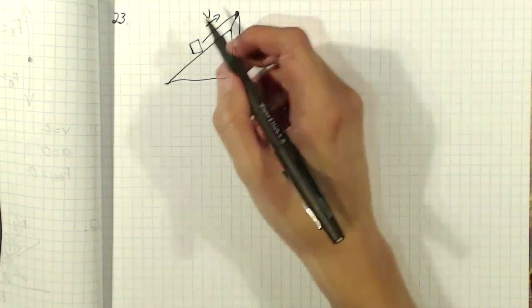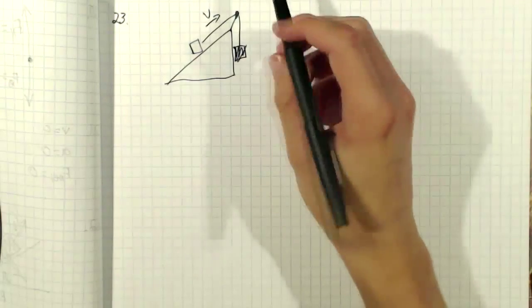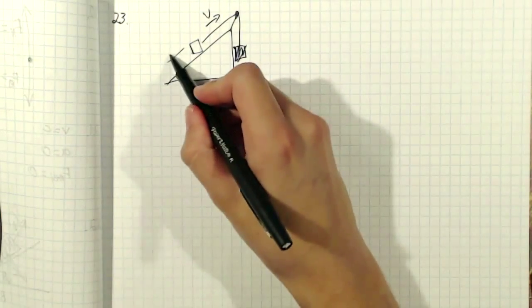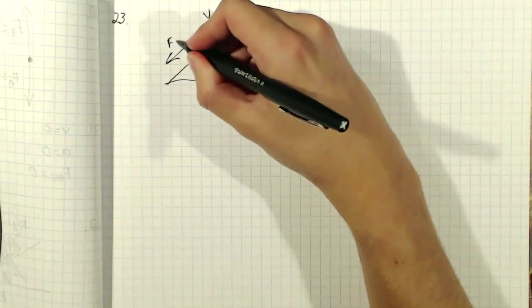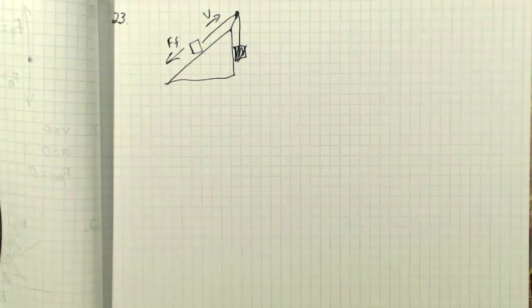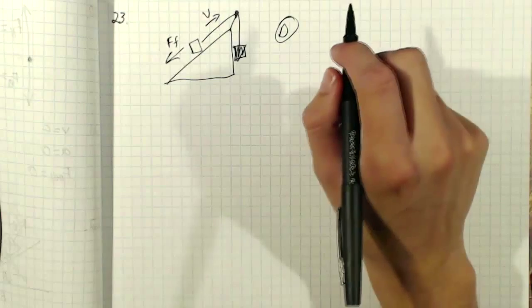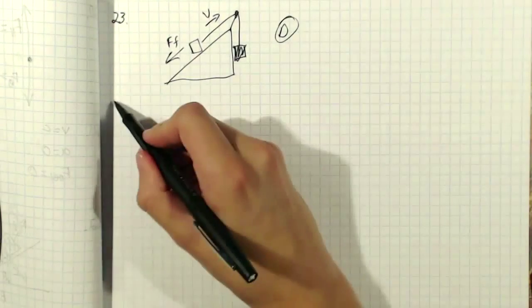And as I just said in the previous problem, the frictional force is always in the opposite direction of the motion. So our frictional force is going to be going this way. It's going to be our force of friction. And which answer is that? D. Because D is the only one that's remotely in the right direction.